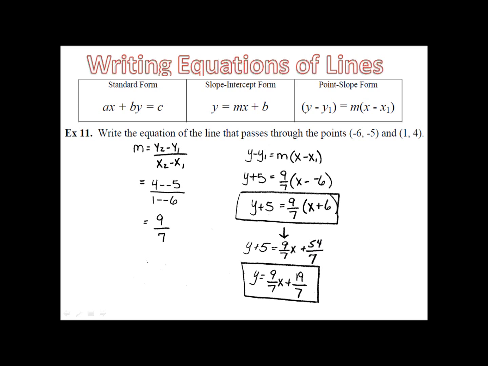When writing the equation of a line, you really have a lot of choices. There are 3 forms that we have: general form or standard form, slope-intercept form, and point-slope form. You need the slope and a point. Once you have that, you could write any equation that you wish. And this is everything you need to know about writing the equation of a line.